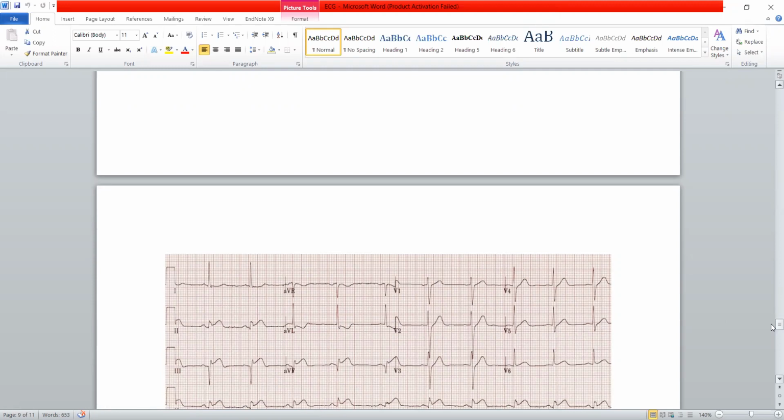And tell me which leads are involved. In which leads are there ST changes? A patient is presented to you with chest pain. This is his ECG. Now systematically, first look at the lateral leads, then at the inferior leads, then at the anterior leads. That's how you are not going to miss any finding.